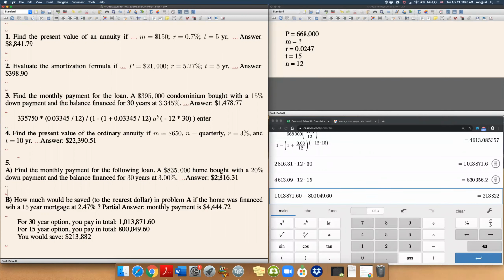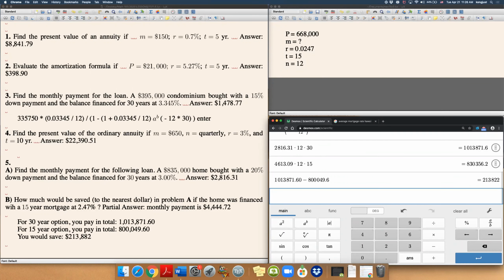I have a 30-year right now. And then the other thing is that if you take the amount that you save per month, and let's say you invest that somewhere else, let's see, 4444.72 minus 2816.31, which means there's an extra $1,628. Now let's say I invest that instead and see what will happen at the end of 30 years.